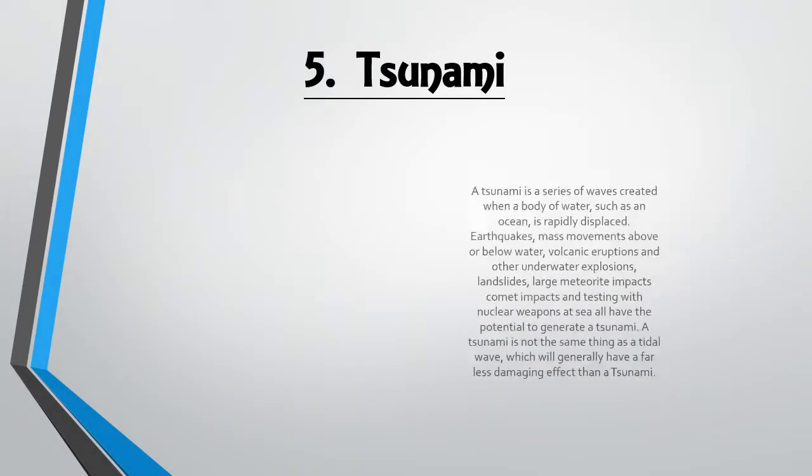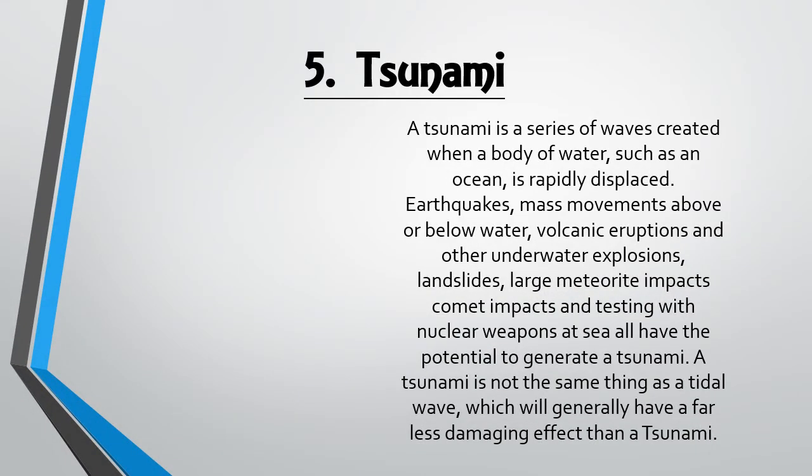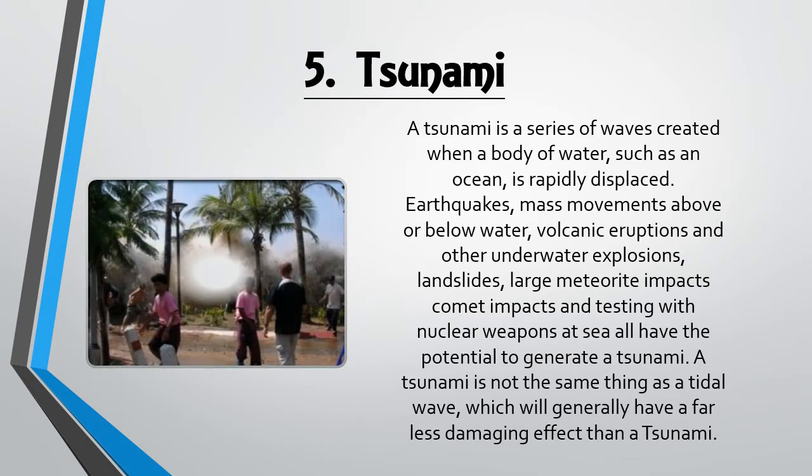Fifth, tsunami. A tsunami is a series of waves created when a body of water, such as an ocean, is rapidly displaced. Earthquakes, mass movements above or below water, volcanic eruptions and other underwater explosions, landslides, large meteorite impacts, comet impacts, and testing with nuclear weapons at sea all have the potential to generate a tsunami. A tsunami is not the same thing as a tidal wave, which will generally have a far less damaging effect than a tsunami.